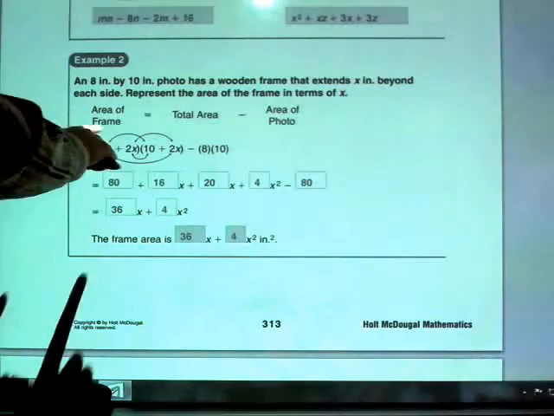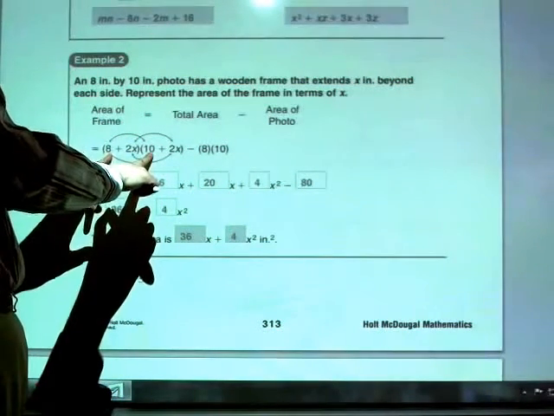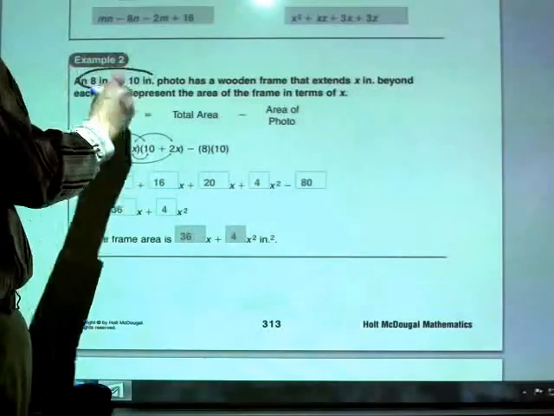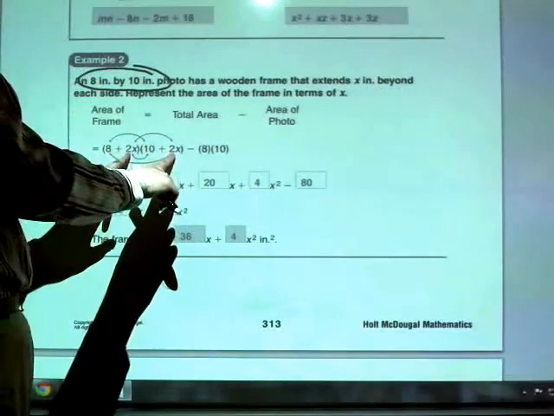So, as you can see, what they've done here is they're saying to find that, I'm going to take 8 plus 2x and multiply it by 10 plus 2x for the total area. Why is this? Well, here they're expressing with the 8 and 10 the length and width of the photo, 8 by 10, as presented to us right here. And then as you can see on each of those, they're adding 2x. Why are they adding 2x? Well, remember, the frame piece has a width of x. And you've got a frame piece on each side. Here's an x, and here's an x.